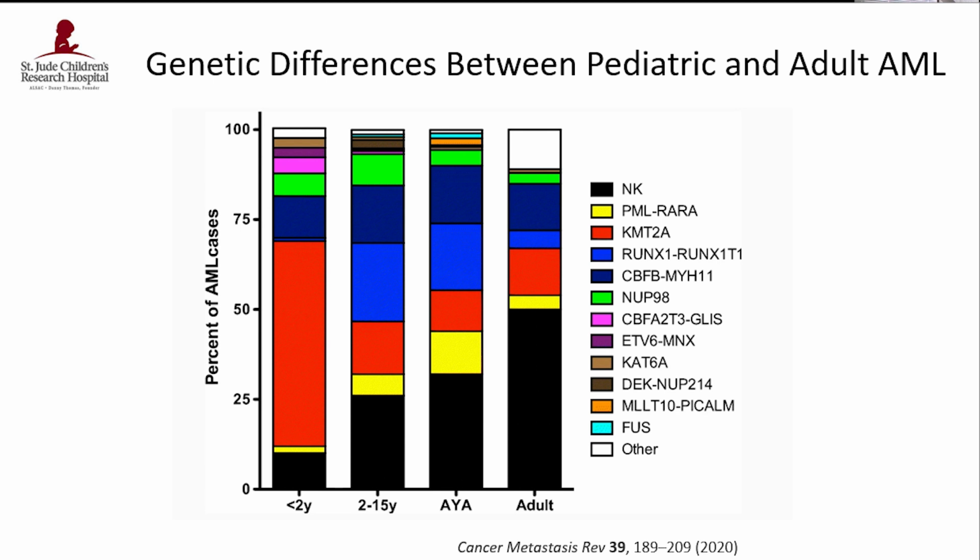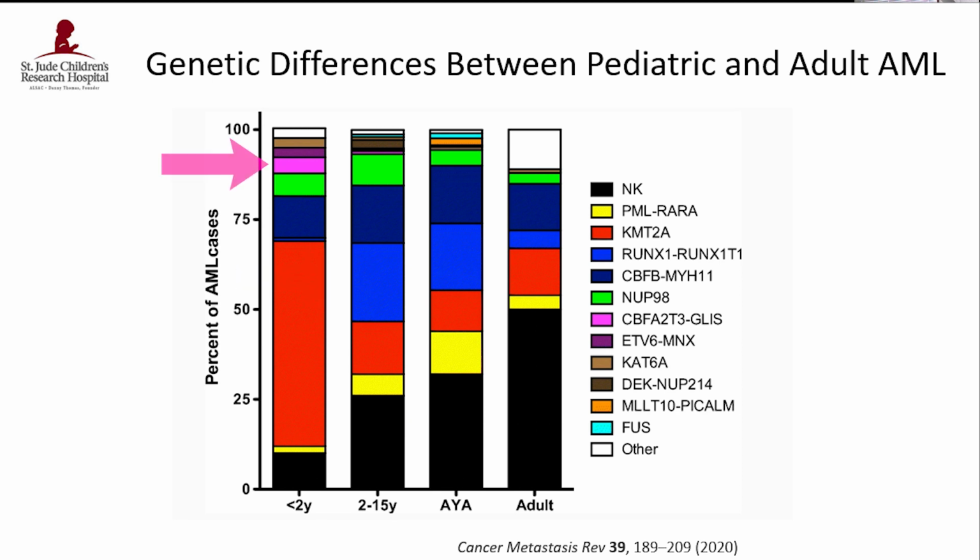Here it shows that the normal karyotype is less common in children and increases in adults. This is the most common type of cytogenetic abnormality in children below 2 years of age, the KMT2A abnormality, and the RUNX1 is more common in pediatrics between ages 2 to 15.